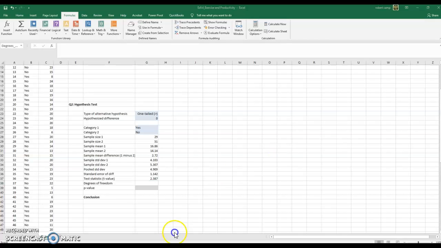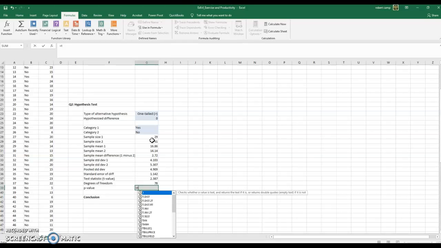And aside from our t-value, we're going to need our degrees of freedom. So our degrees of freedom are going to be, do it with the sum. We've got our sample size 1 plus our sample size 2. We're doing the difference, so it's going to be minus 2. We've got 78 degrees of freedom.